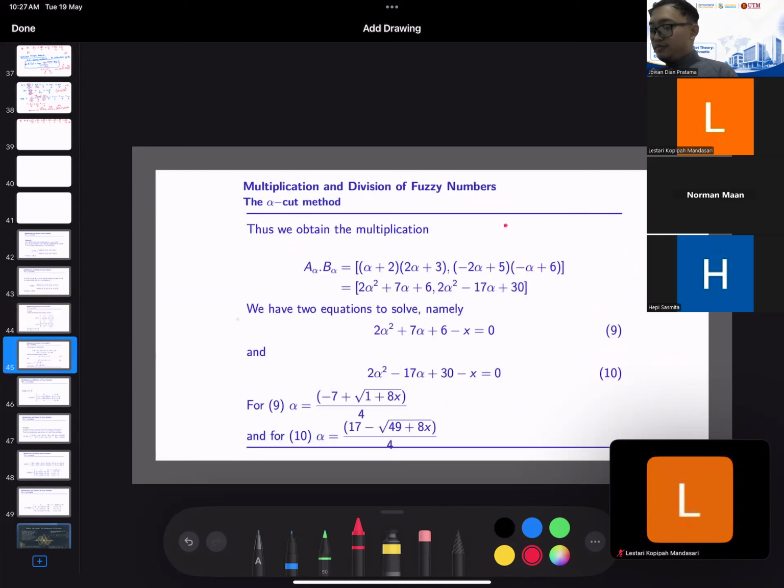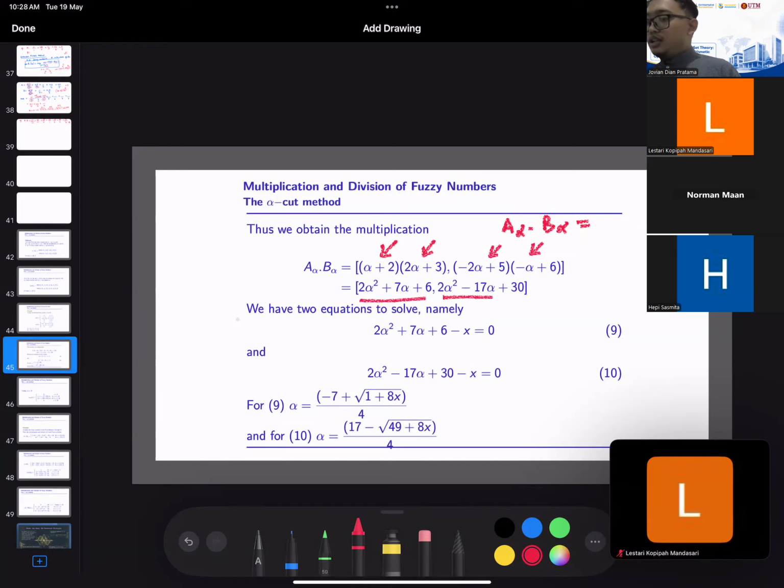You need to do A alpha multiply B alpha. Try to produce that. So this is the one that I mentioned to you, which is we try to get the minimum of A multiplied by the minimum of B, and then the maximum of A multiplied by the maximum of B, of that alpha cut. So you will get something like this. This is actually a quadratic equation.